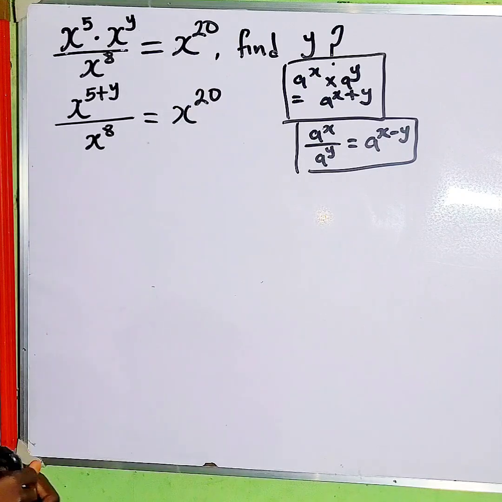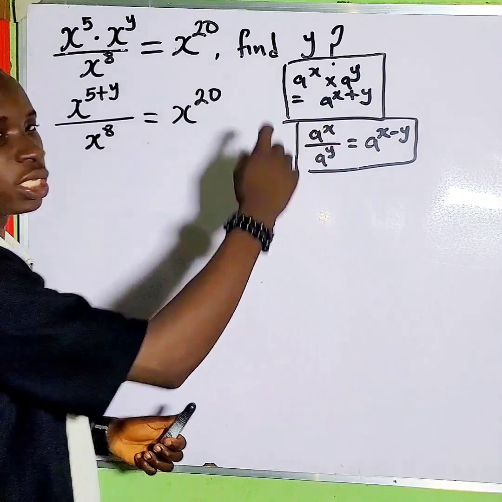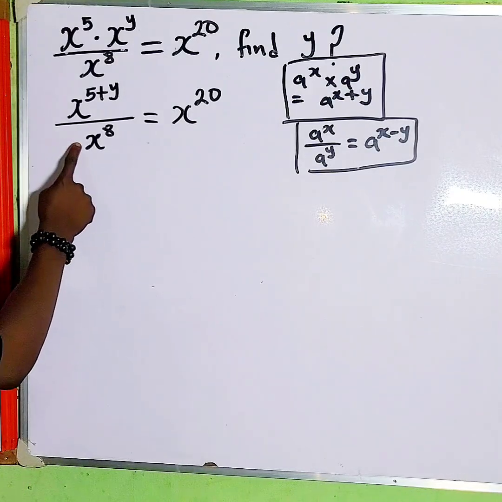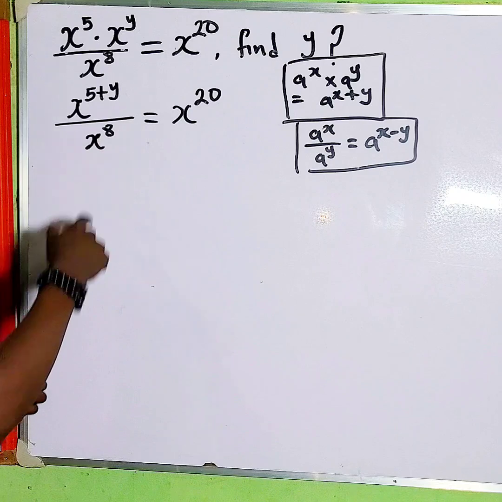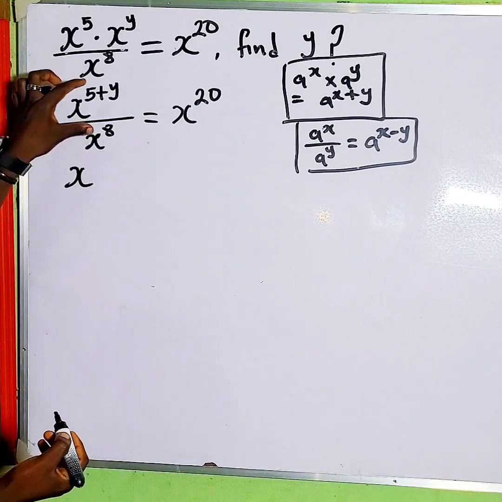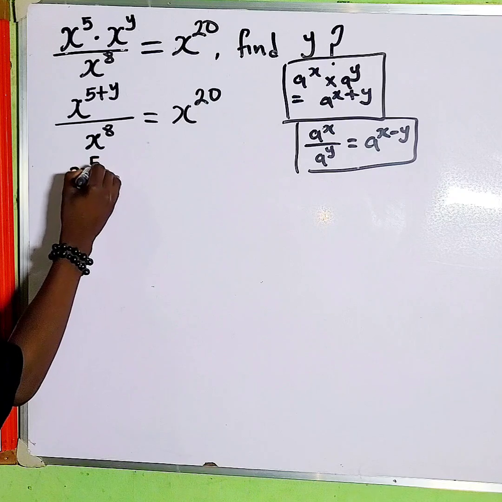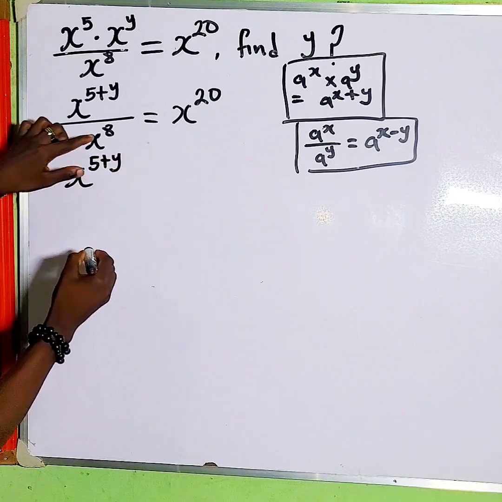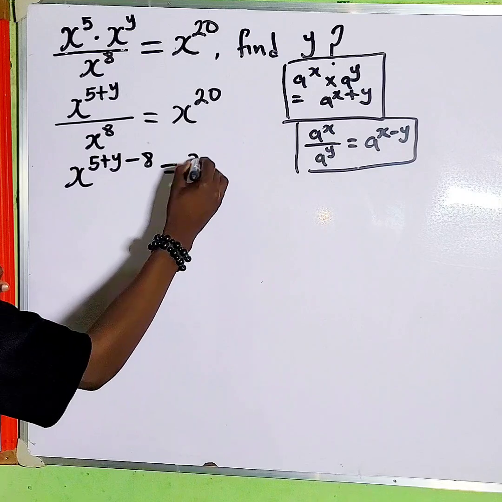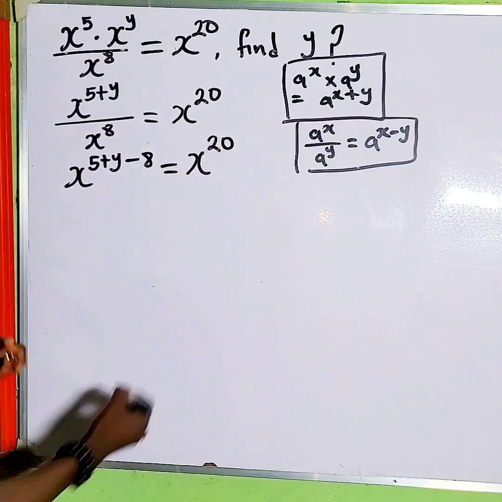Now, the next thing we're going to do is use the division property of indices. As you can see here, x and x, the bases are the same, and this is division. So what are we going to do? We write one of the base, which is x, then we subtract the power. So the first power is 5 plus y, then minus the second power, which is 8. Then everything will be equal to x raised to the power of 20.